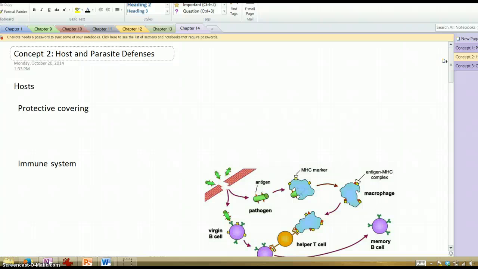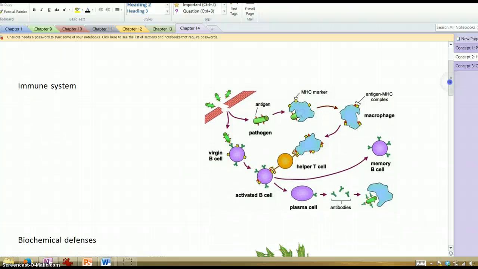So hosts have ways of defending themselves against parasites, and parasites have ways of attempting to overcome the defenses of a host. Now, first of all, most basically, a host will have some kind of protective covering. Our skin, for example, is pretty good at keeping particularly endoparasites out. And others have exoskeletons, hard shells, and whatnot to keep those parasites out.